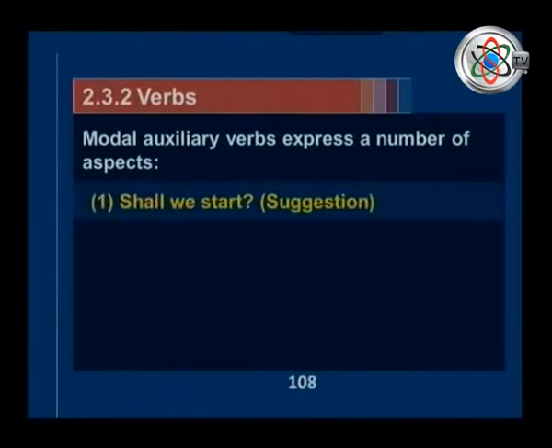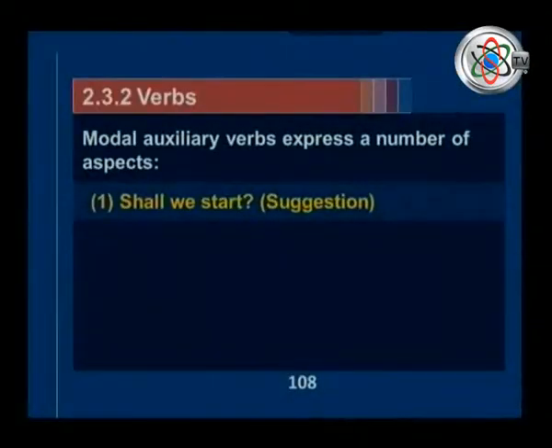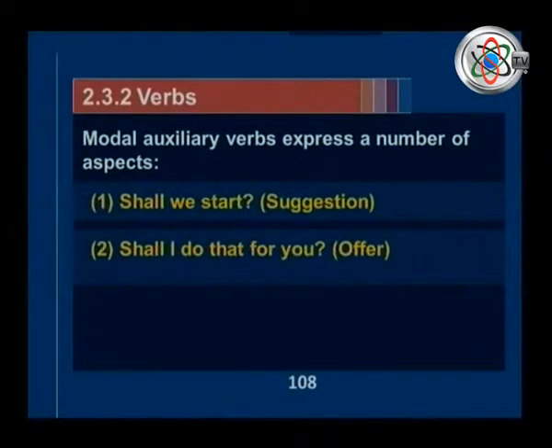And modal auxiliary verbs express a number of aspects. Shall we start? This is a suggestion. And shall I do that for you? This is an offer. How can I make it a request? Will you do that for me? That's a request. It is not an offer. An offer means you offer to do something.